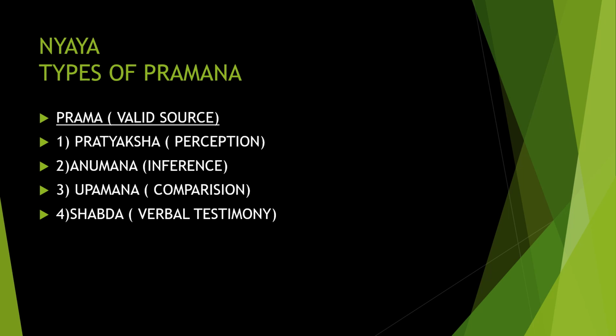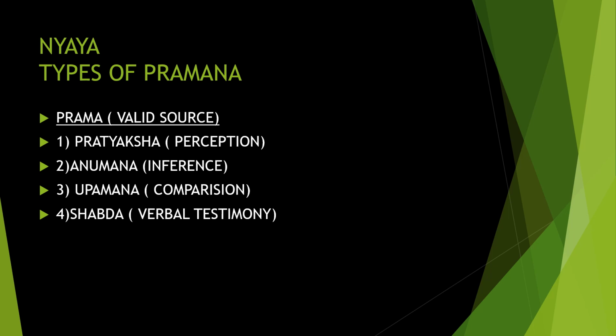And Shabda is the verbal testimony. Verbal testimony means if you have seen some accident, and somebody is asking you how this incident happened, then you describe it in your Shabda, in your words. This is called verbal testimony. It is usually used in the case of courts, where they ask people to give the truthfulness through their words. That is called Shabda. So there are four types: Pratyaksha, Anumana, Upamana, and Shabda. Four types in the case of Pramanas.